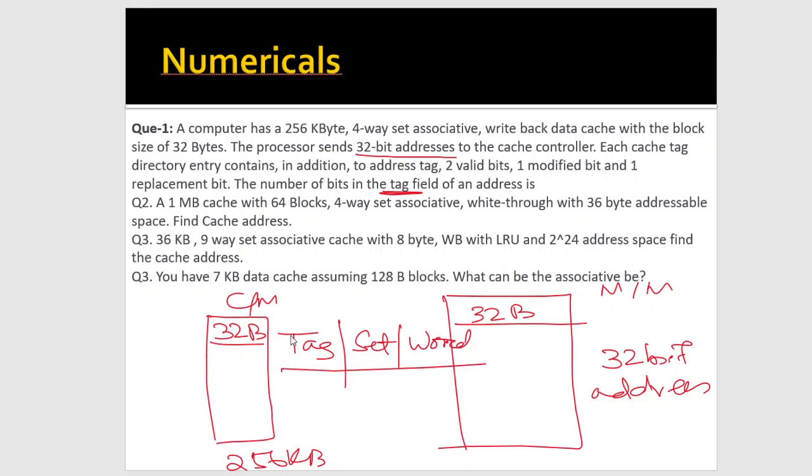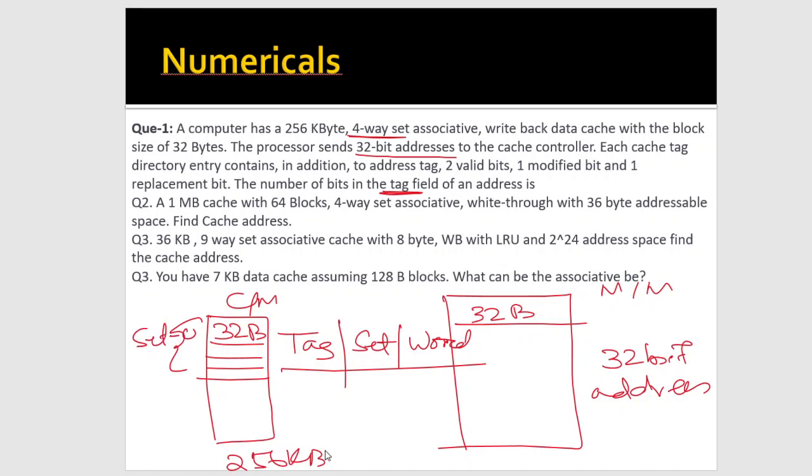Okay. So 4-way means what? Number of blocks in a set. So this is 1, 2, 3, 4. So this will be my set 0. How many blocks are there?